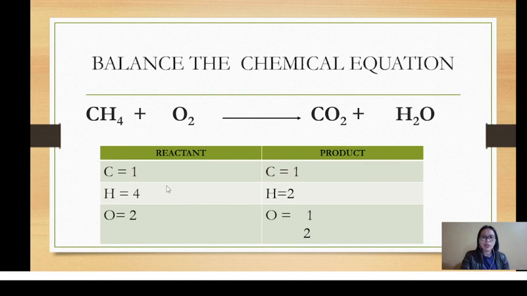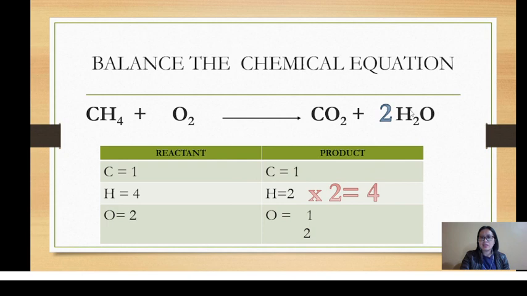How are we going to make hydrogen 4 on the product side? Of course, we are going to add a coefficient. What coefficient are we going to add? What are we going to multiply with 2 in order to make it 4? Yes, that is 2. So 2 times 2 is equal to 4. Let us write the coefficient 2 here. Now, we have 4 hydrogens on the reactant as well as on the product side.